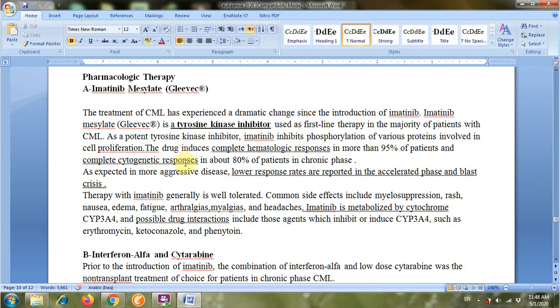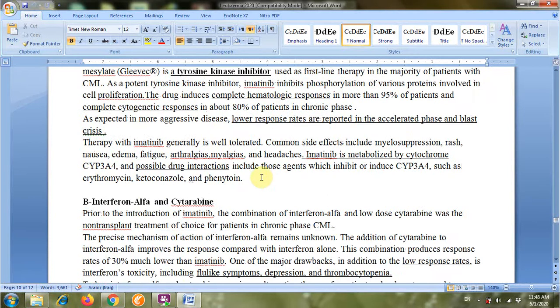Cytogenetically, it gives remission up to 80%. Of course, it is well tolerated. It gives the best results in the chronic phase, but less response in the accelerated and the blast phase. The treatment then shifts to that of acute conditions, with minimum adverse effects.